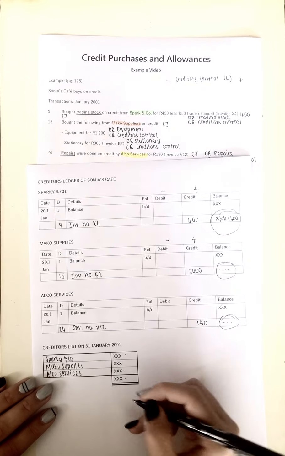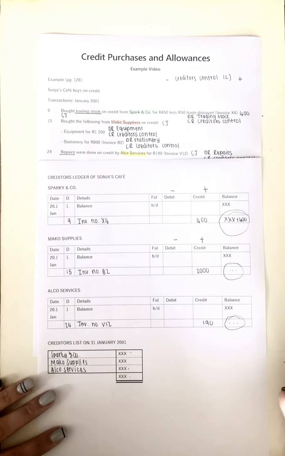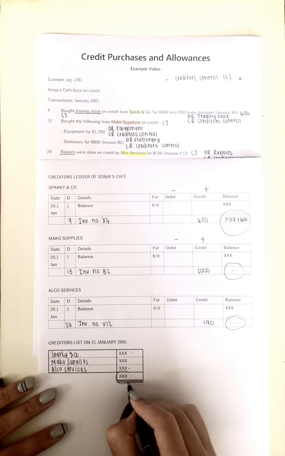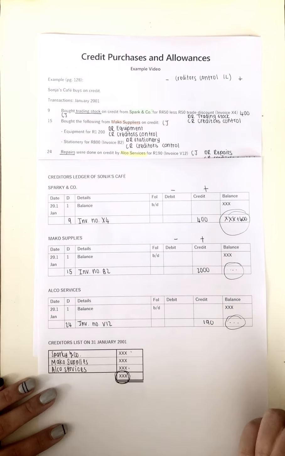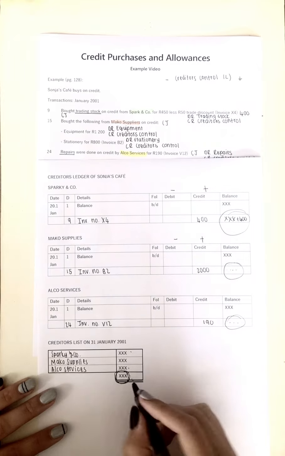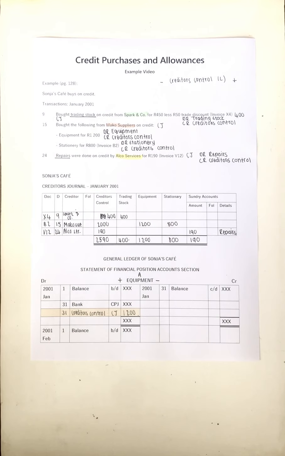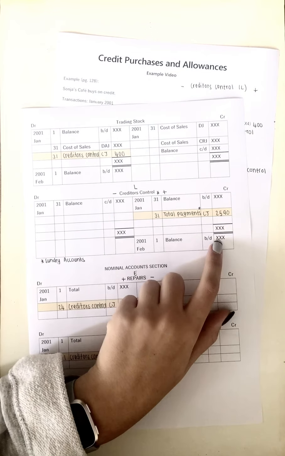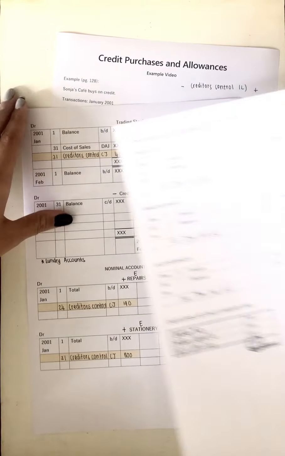Now if you want to check your work, take this amount. This is the amount that we owe in total to our creditors, so it's all the payments that we made and all the allowances that we received. This amount should be the same as your creditors control balance, just so you can check.